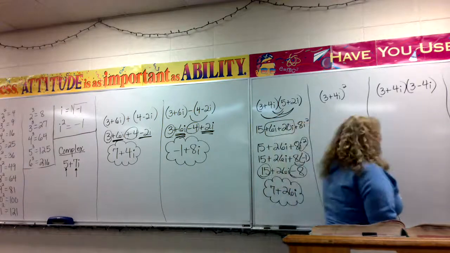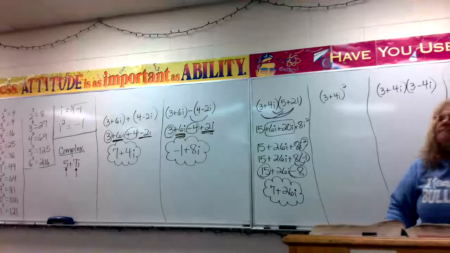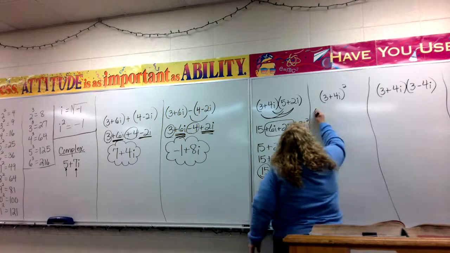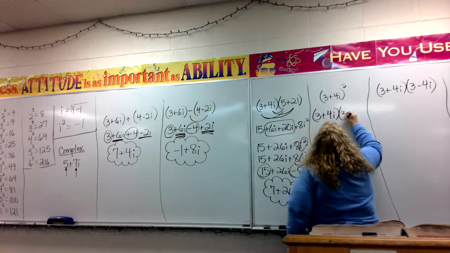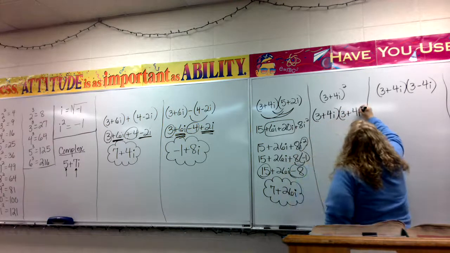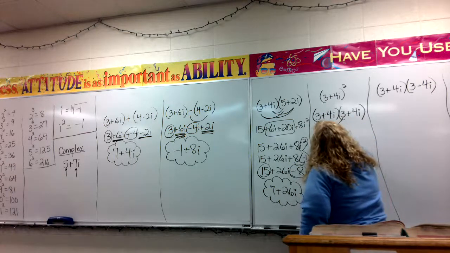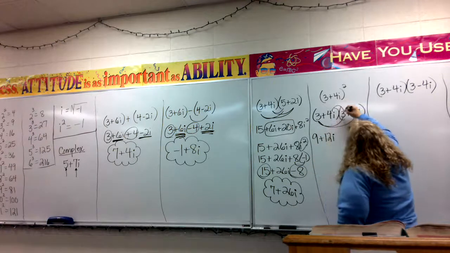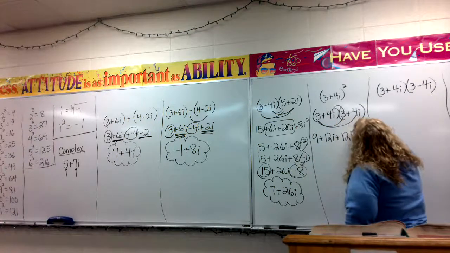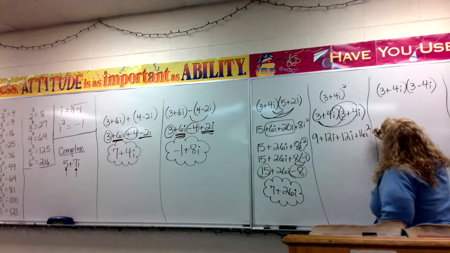This one, everyone always wants to say that's 9 plus 16i squared. Squaring, what does squaring mean? Multiply by itself. There is no shortcut. You have to write it out and FOIL it. There is no shortcut. So let's FOIL it. What's 3 times 3? 9. 12i. 12i. And then 4i times 4i, 16i squared.